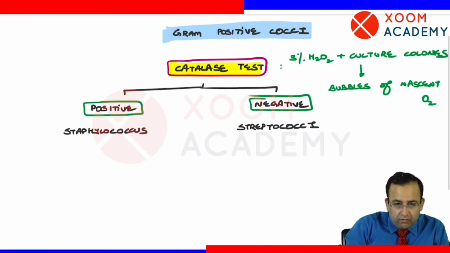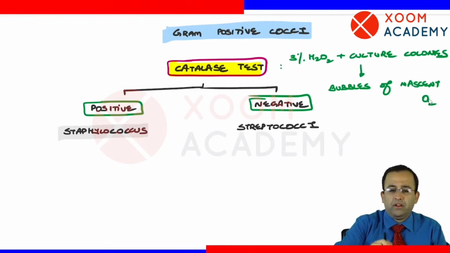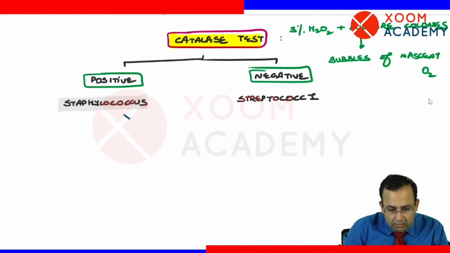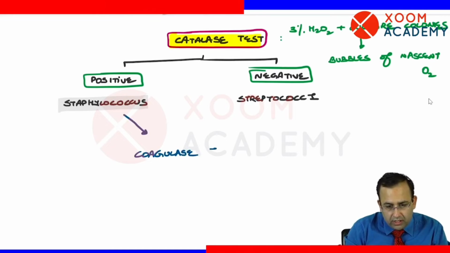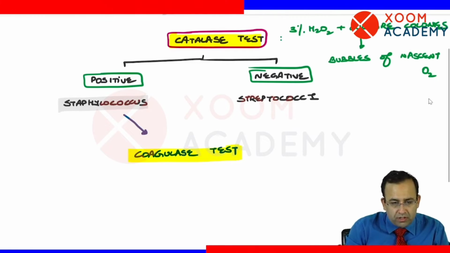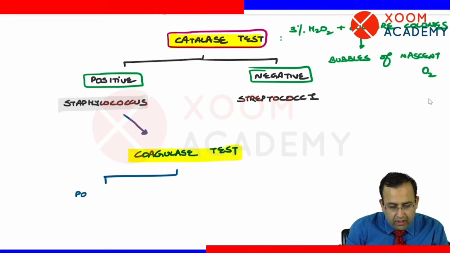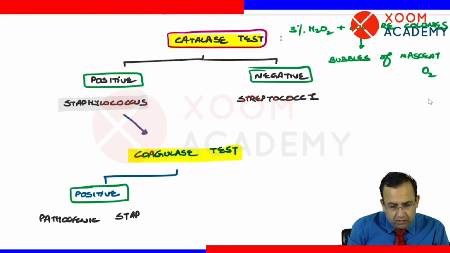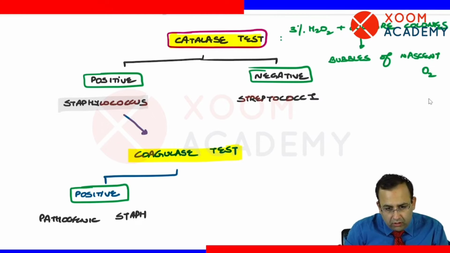Next point. Right now we are focusing on staphylococci. So staph, on the basis of coagulase test, I can divide staphylococci into coagulase positive, which are the pathogenic staph, that is, they are responsible for diseases, versus coagulase negative.